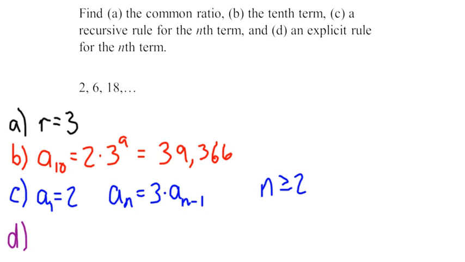For part D, now we're going to write the explicit rule for the nth term. So we have a sub n is equal to a sub 1, which is our first term, which is 2, times our common ratio, which is 3, raised to the n minus 1 power. So first in part A, we found our common ratio, which was 3. Part B, we found the 10th term in the sequence. Part C, found a recursive rule for the nth term. And part D, found an explicit rule for the nth term.